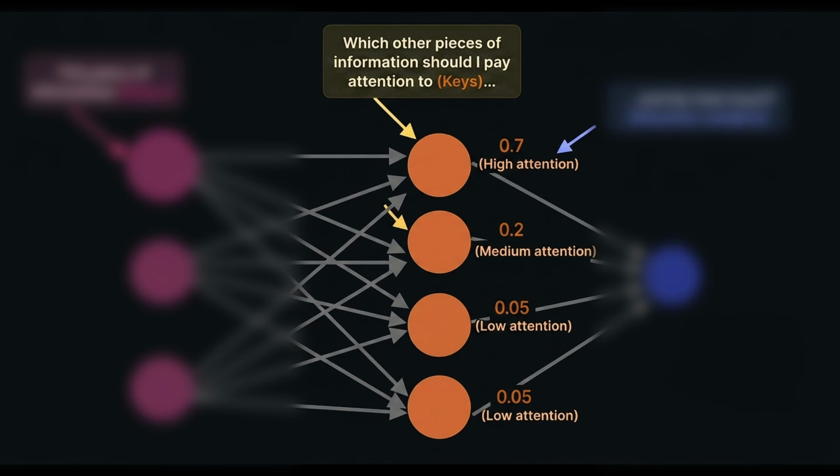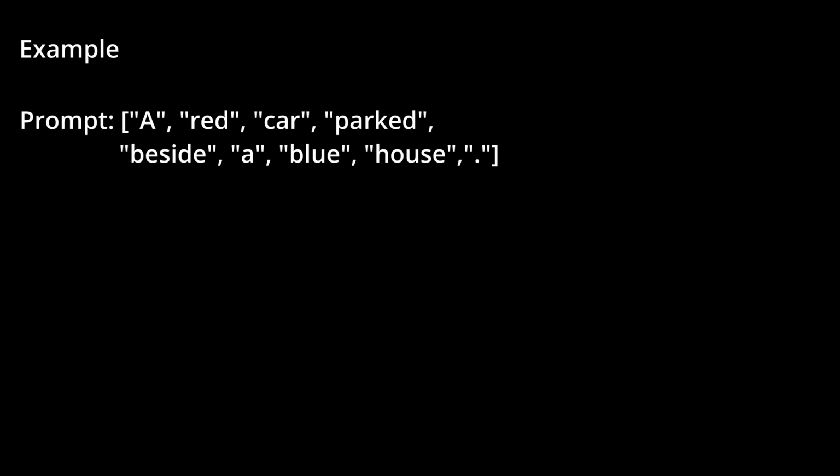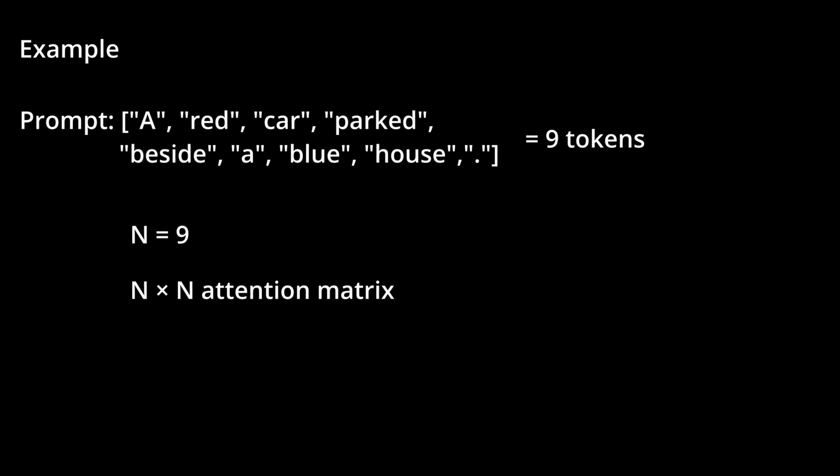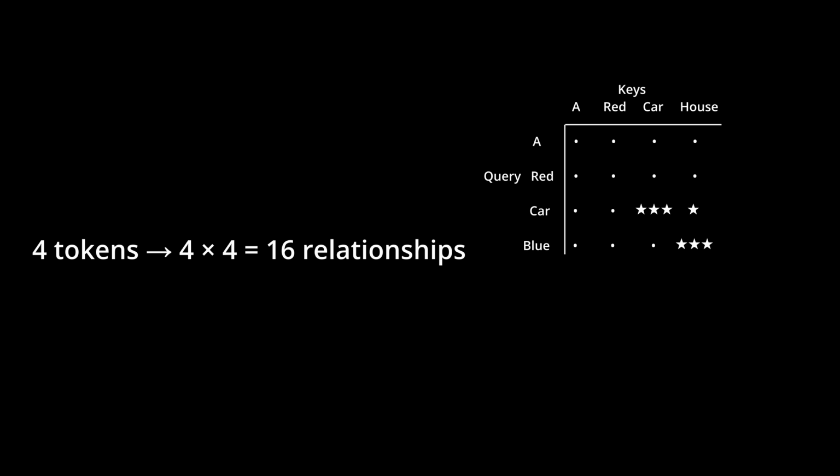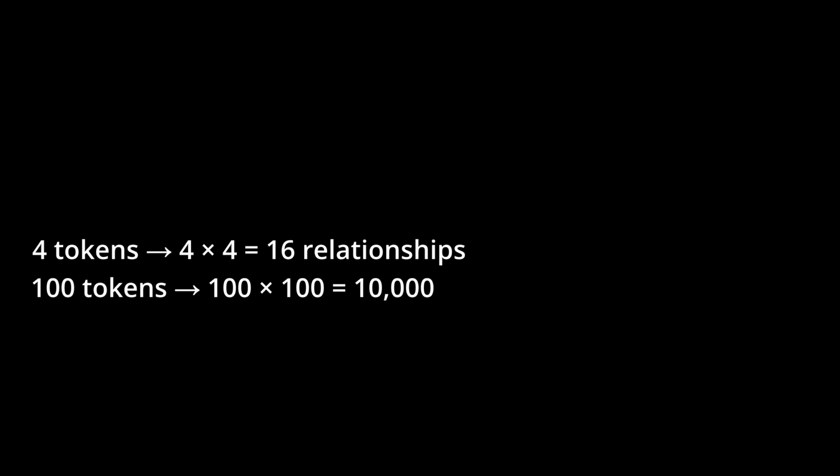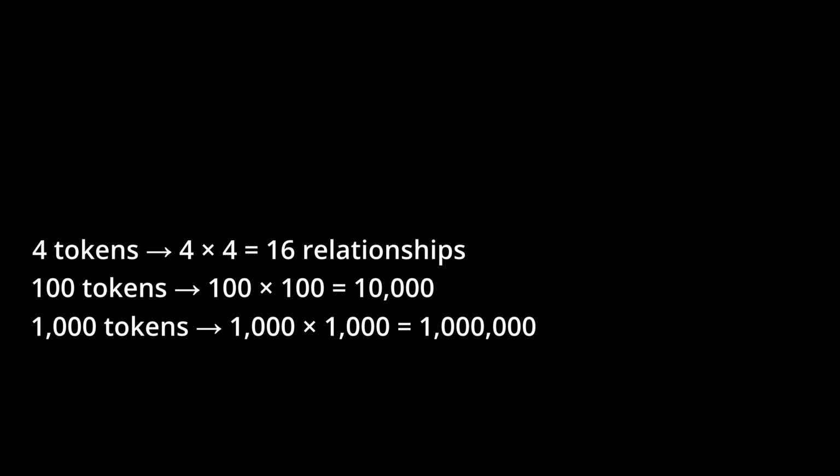Now, why is this calculation so hardware expensive? The attention calculation happens inside the neural network, specifically inside the attention layers. We know that a token is a unit of information that the neural network processes. So if we have n tokens, the model needs to compare the query of each token against the keys of the other tokens. This creates an n times n attention matrix. In this example, 4 tokens will be 4 times 4 equals 16 comparisons. 100 tokens will be 100 times 100 equals 10,000 comparisons. 1,000 tokens will be 1,000 times 1,000 equals 1,000,000 comparisons.